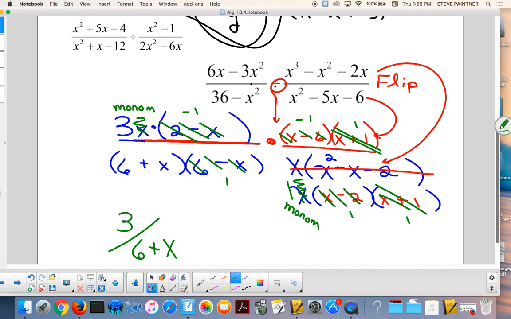Hey, 3 over 6 is 1/2, right? Should I cancel? No. Why not? Monomial over binomial. Monomial over binomial. Can't touch it. No. Get it? No?